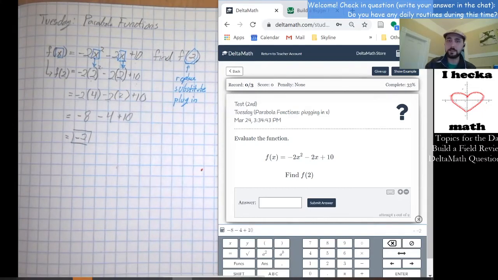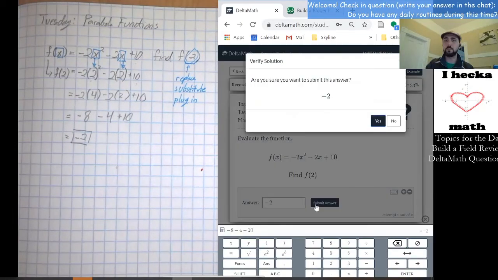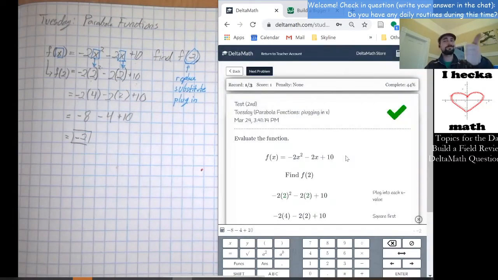So final answer, -2. Submit. Green check mark, feels good. So that's Tuesday's functions, right? Plugging in a number and then doing the arithmetic.